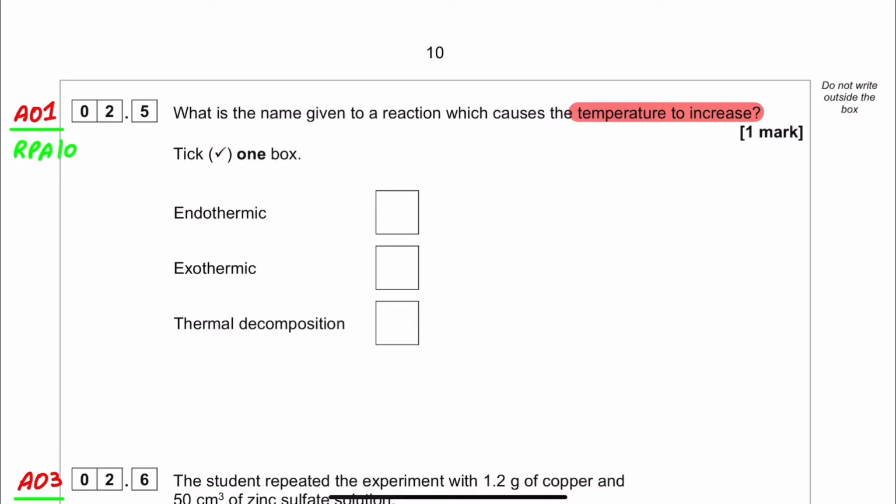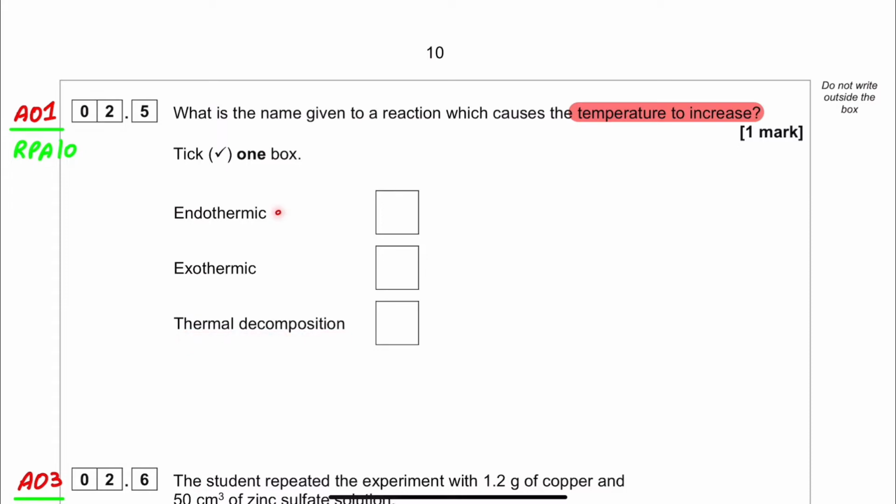2.5 is an AO1 question, and this question is again from required practical activity number 10. What is the name given to the reaction which causes the temperature to increase? Tick one box. Endothermic reaction, exothermic reaction, or thermal decomposition.